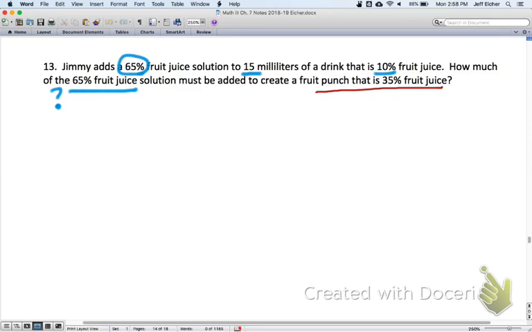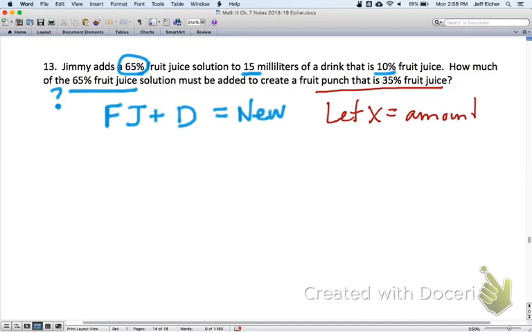So it sounds like we have some kind of fruit juice plus some kind of drink that has fruit juice in it, and we're going to get a new juice. So in general, that sounds like what's happening. You have two juices mixed together, and now you have a new juice. We don't know how much of this fruit juice, FJ, we have. So let's let x equal the amount of fruit juice.